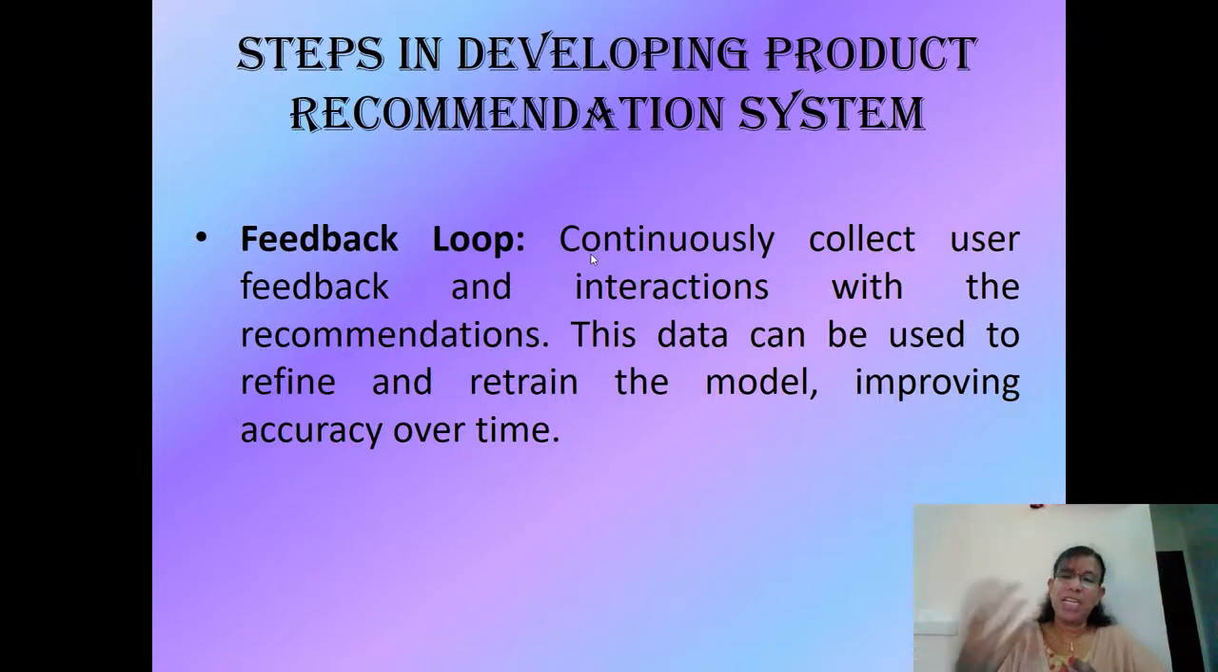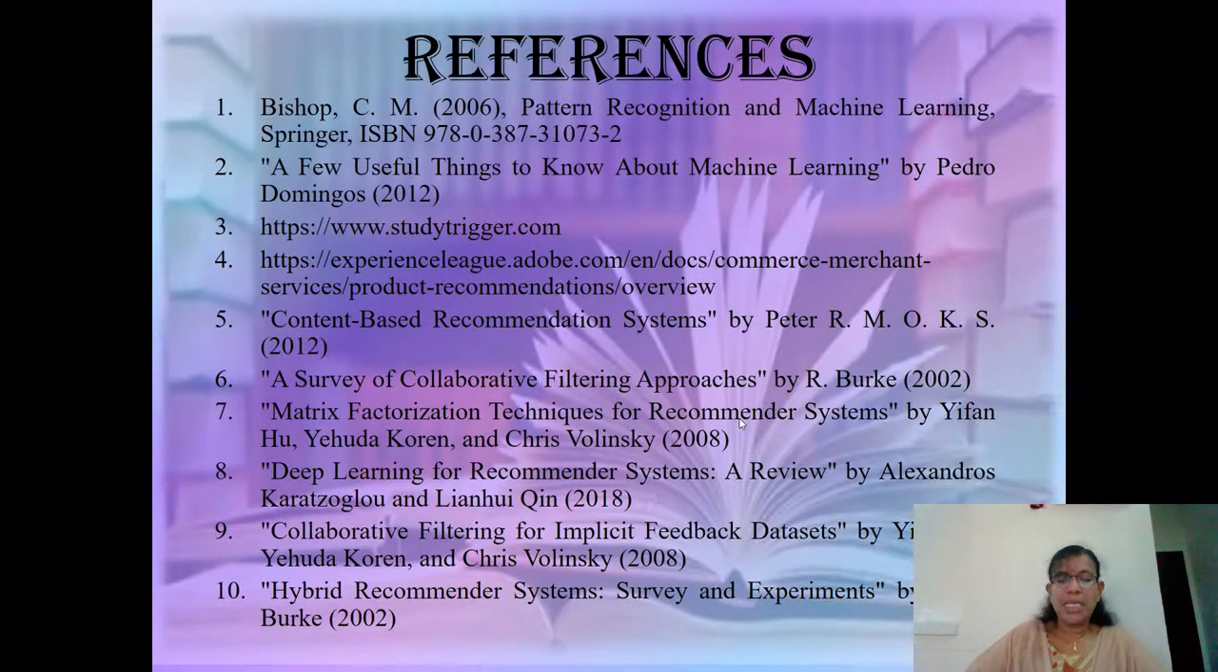Whatever feedback is received from the user, it will continuously collect and adjust the recommendations. Then this data can be used to refine and retrain the model so that you can improve the accuracy over time. So these are the steps involved in a product recommendation system. I hope you get some idea about how to develop a product recommendation system using machine learning.